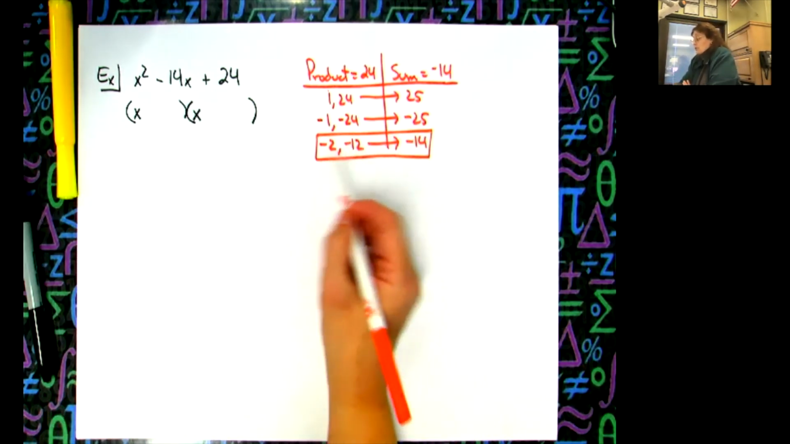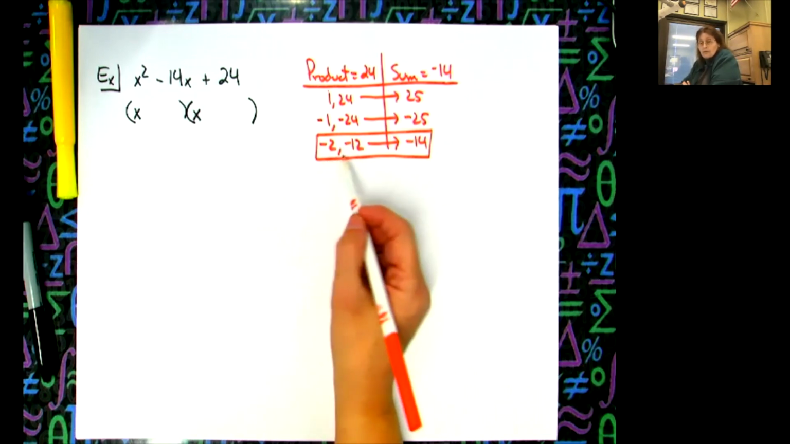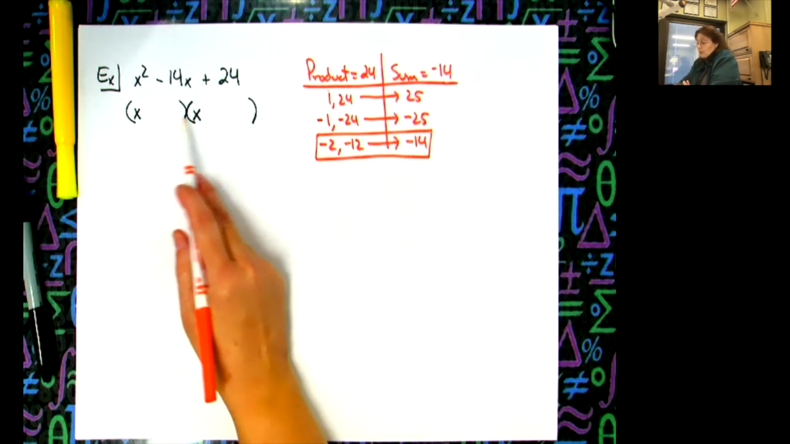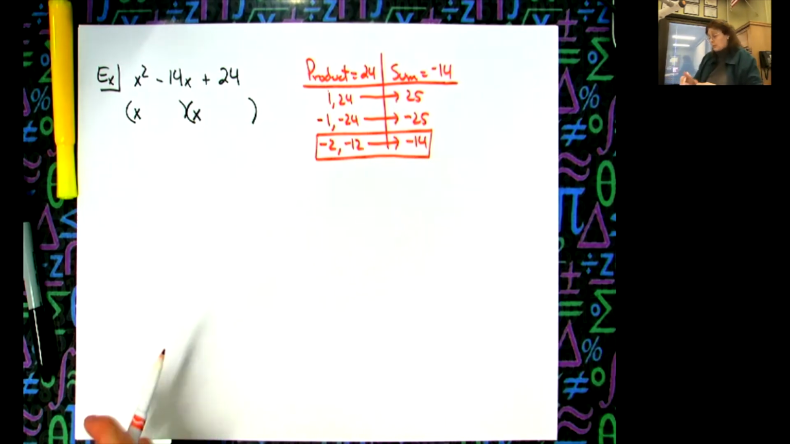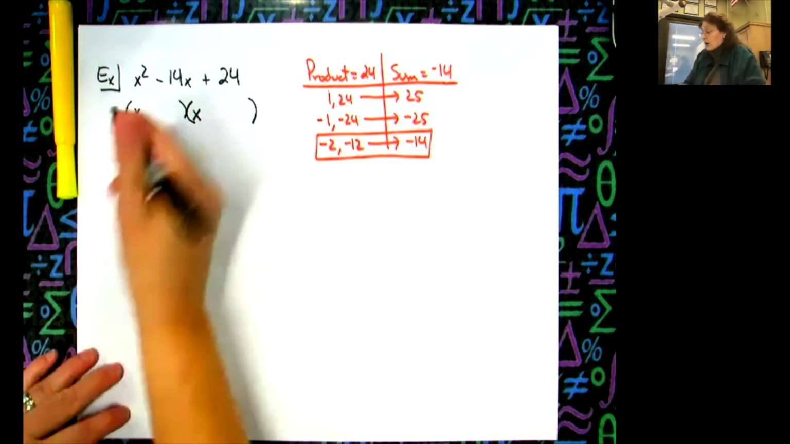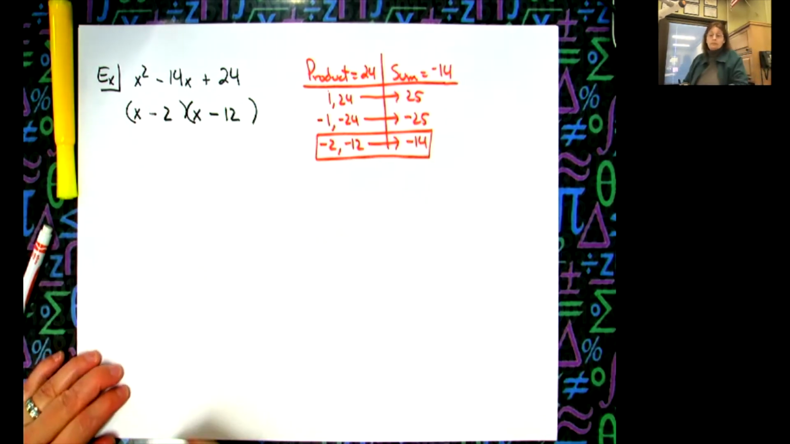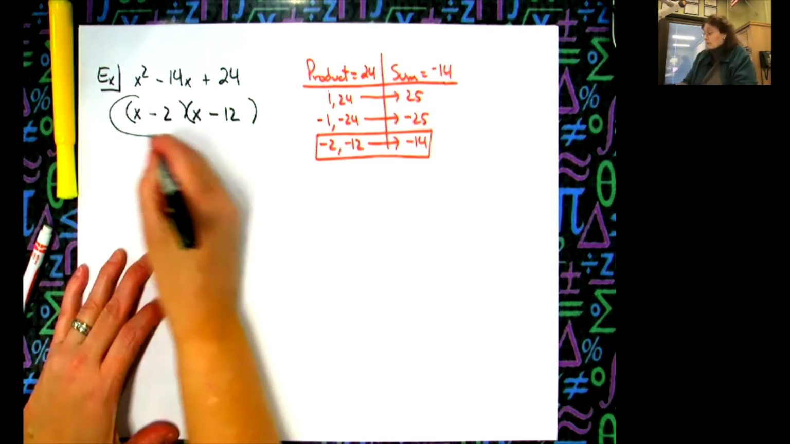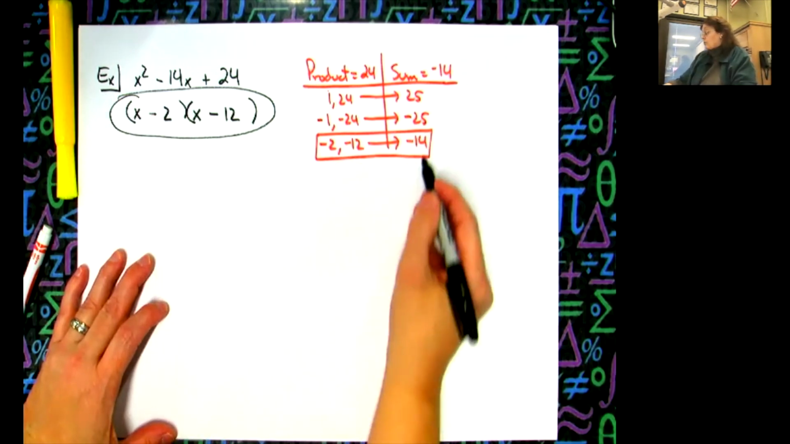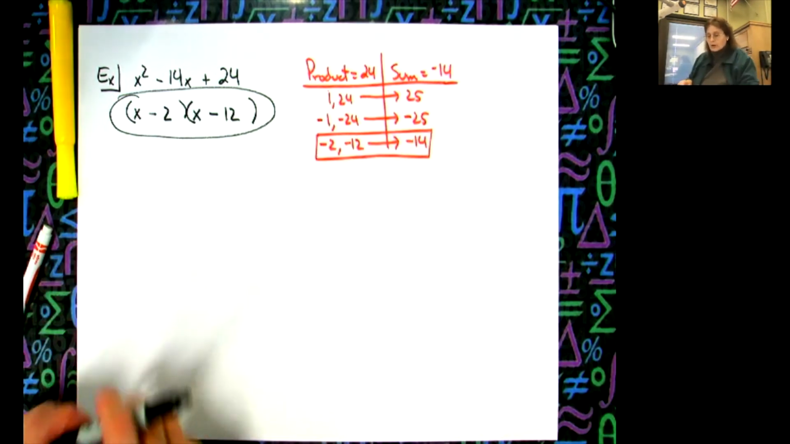Now, what this tells you is that both those numbers have to be negative. So when I put them in here, I'm not going to write plus. I'm going to write minus on both of them: a minus 2 and a minus 12. And then I'm done. If you use that little chart, it works out really nicely.